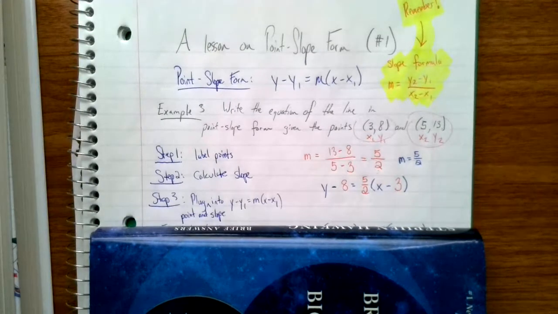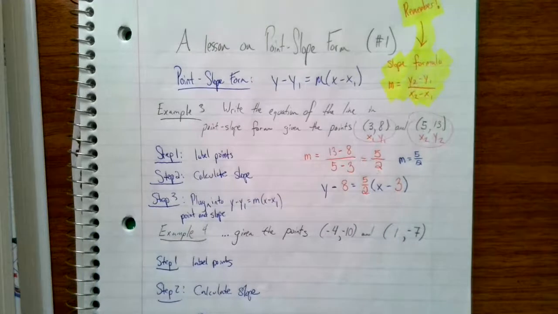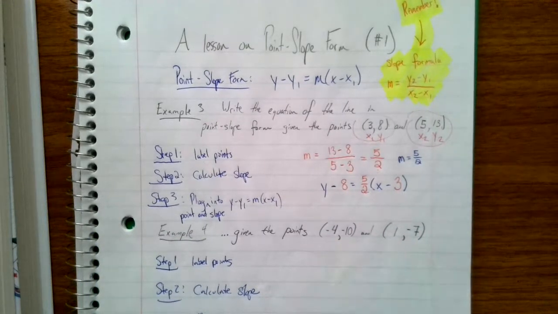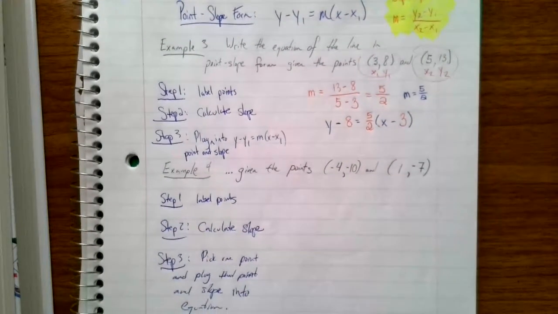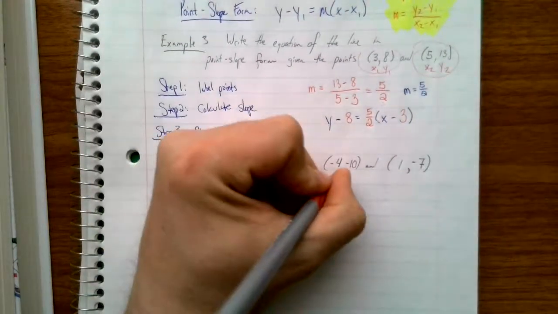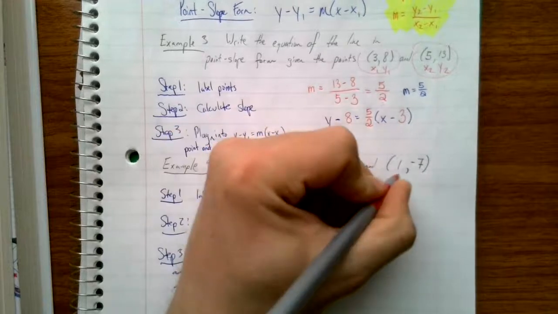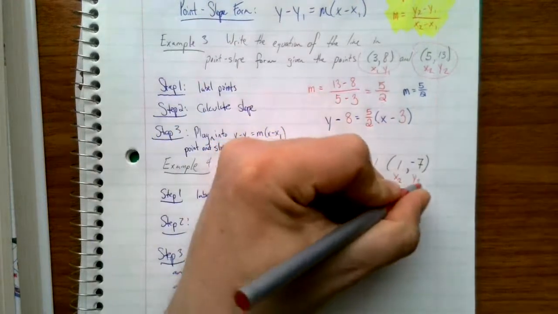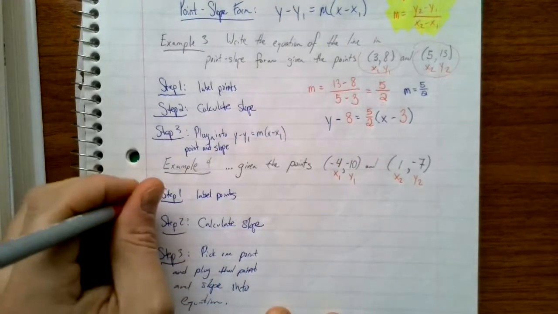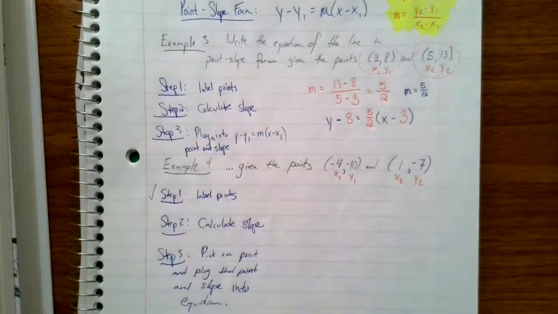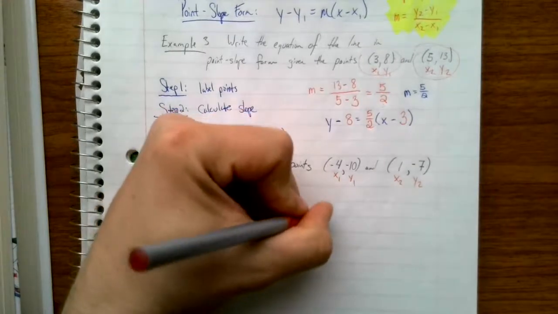We'll do one more. And so here we're given the points -4, -10, and 1, 7. So our first step is we are going to label our points x1, y1, and x2, y2. So step 1, check. So now we're moving on to the next step, which is going to be to calculate the slope.